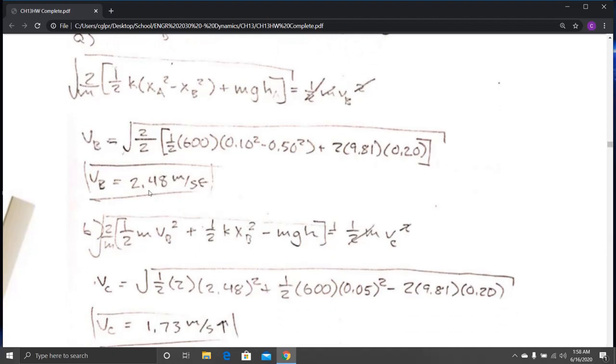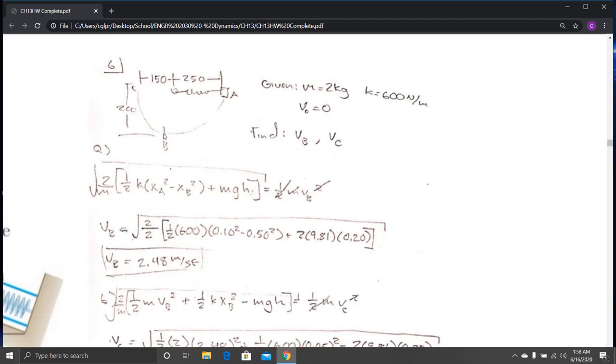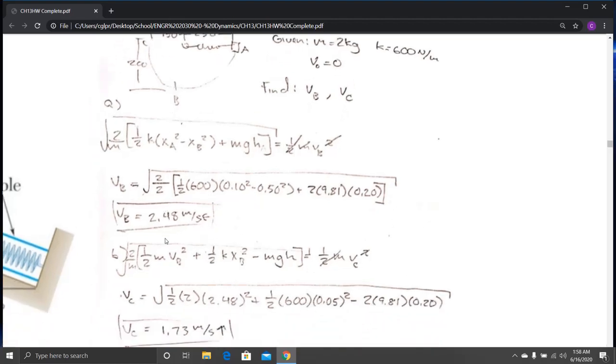But the velocity of B is 2.48 meters per second to the left. For part B, it's going to start off with some kinetic energy, which I can solve for, given I already know its velocity.